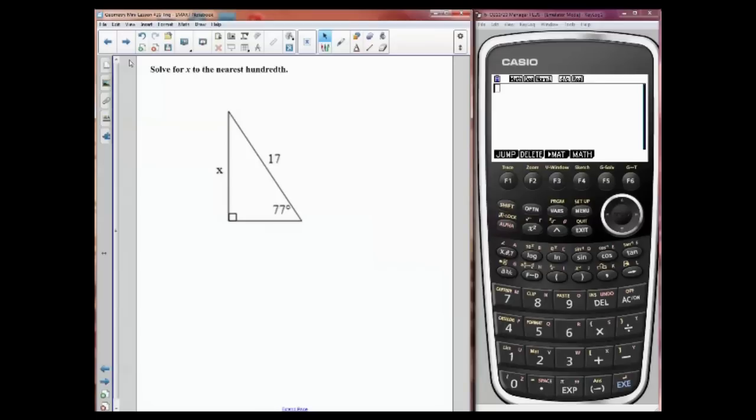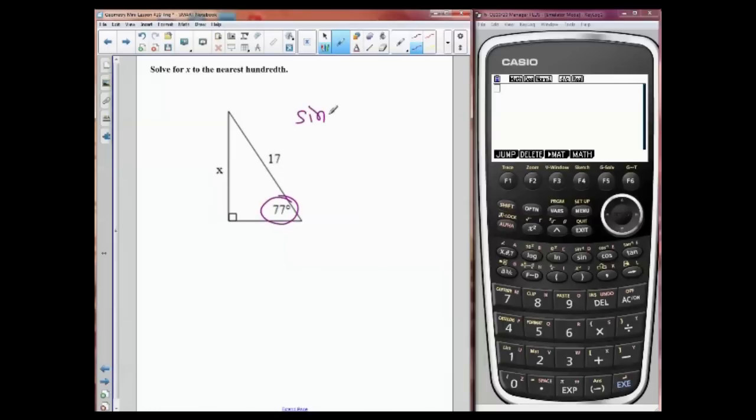Okay, so what we have is we're going to solve for x to the nearest hundredths. The first thing we do is we're going to eyeball this guy right here. My eye goes to the angle. Then we look at what kind of trig ratio we have. Well, we have to identify the two sides that we're given. We have an opposite and we have the hypotenuse. Remember, two sides touch this angle, an adjacent and the hypotenuse. The opposite is always on the other side. So opposite, hypotenuse tells us we're dealing with sine.